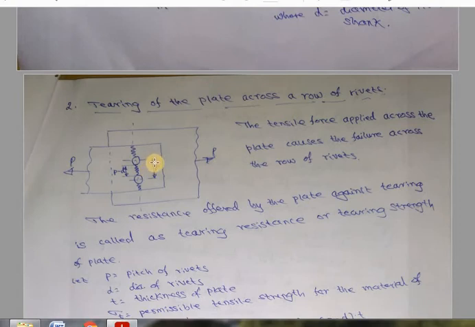So this distance between the two rivets is going to be P. Centers of the rivets is P. The plate length between the rivets, half the diameter here, half the diameter here, so D. So P minus D is going to be the length of the plate between the rivets. This is the length of the plate. This is going to be P. So tensile force applied across the plate causes the failure across the row of rivets.